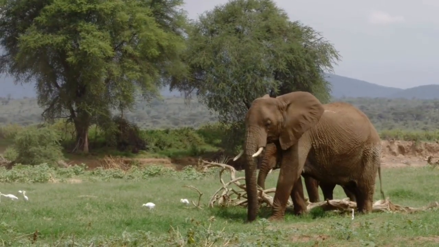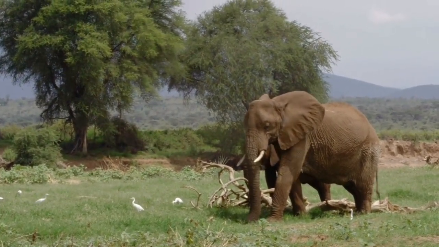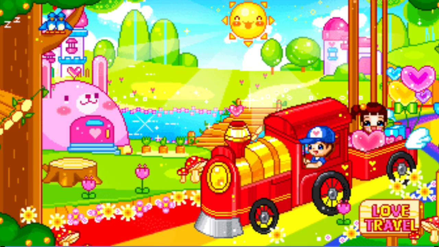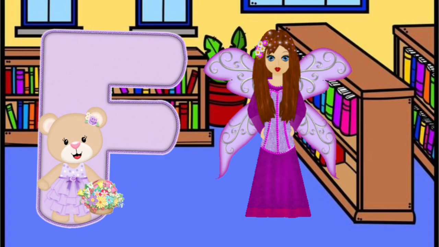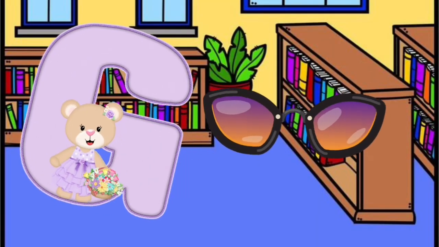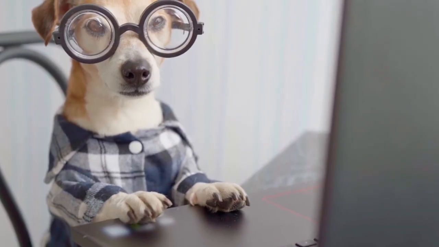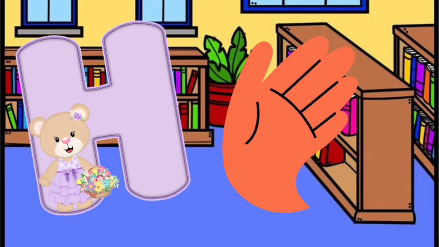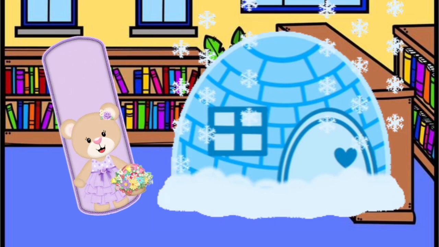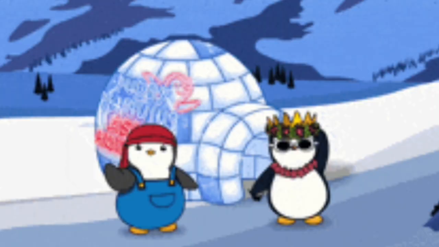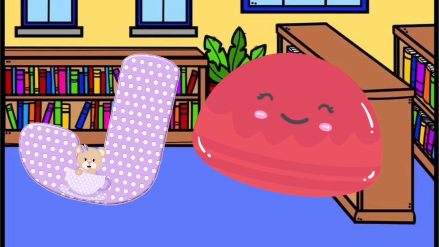Elephant. E, elephant. F is for fairy. Fairy. F, fairy. G is for glasses. Glasses. G, glasses. H is for hand. Hand. H, hand. I is for igloo. Igloo. I, igloo. J is for jelly.